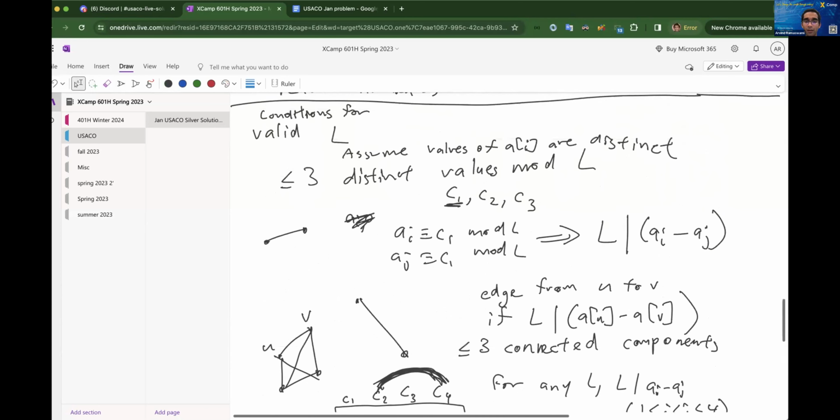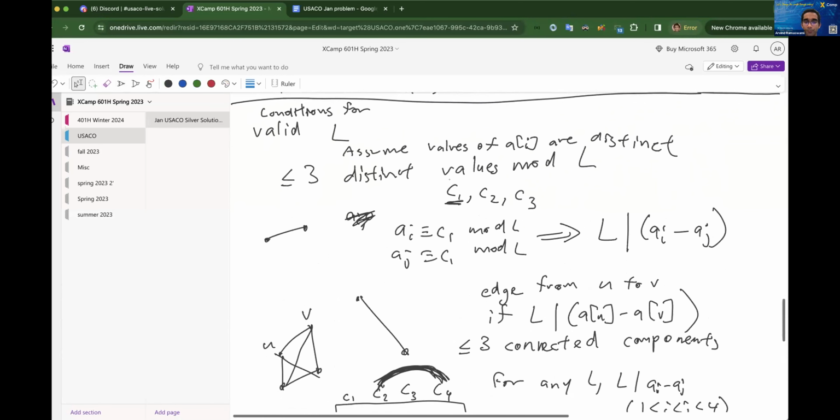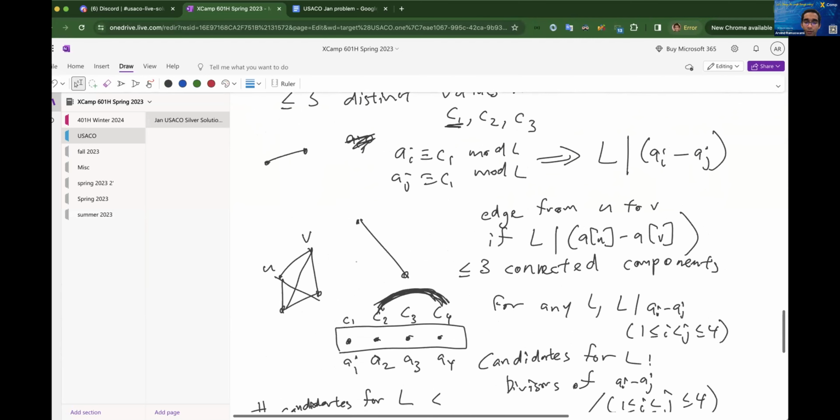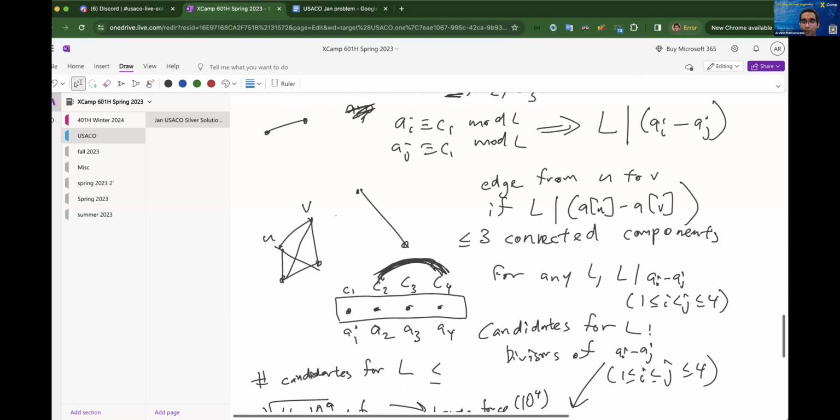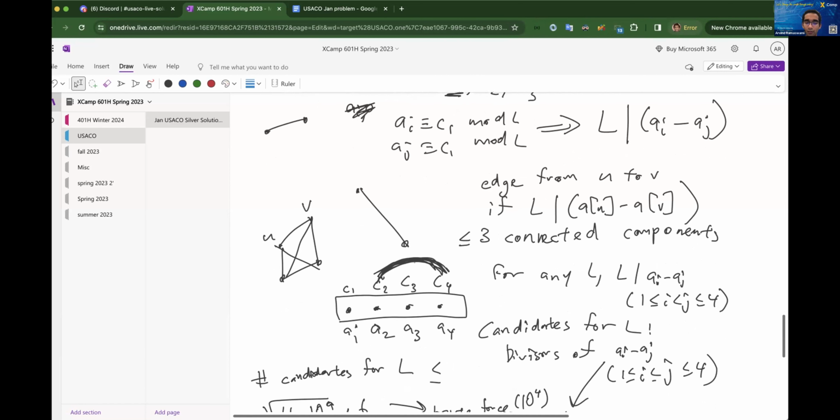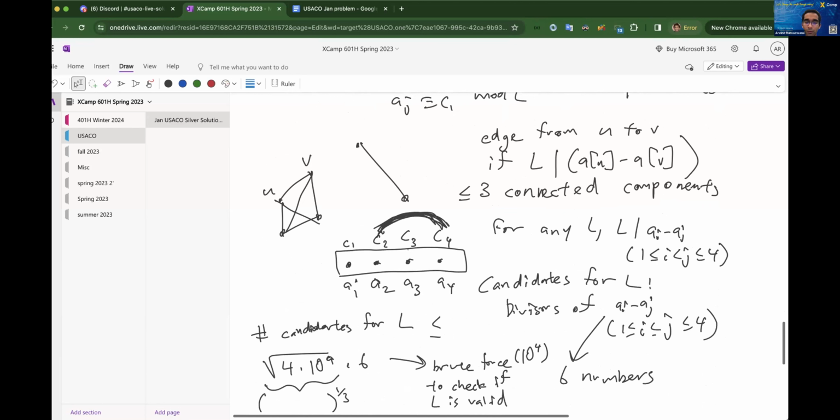I'll just summarize the idea again. Since there's 3 distinct values mod L, you can construct a graph, or not explicitly construct it, but just consider the graph where there's an edge from U to V if L divides AU minus AV. And if you consider the first 4 elements, then by the pigeonhole principle, you know that 2 of them must lie in the same component.